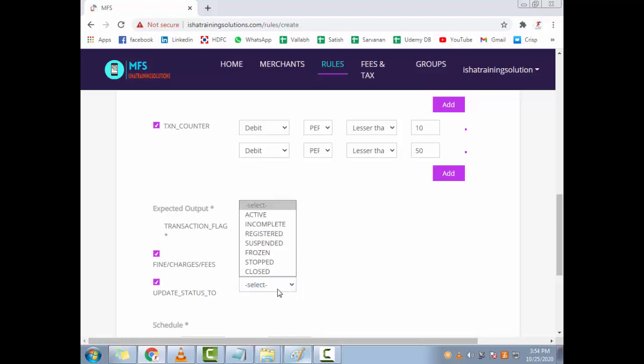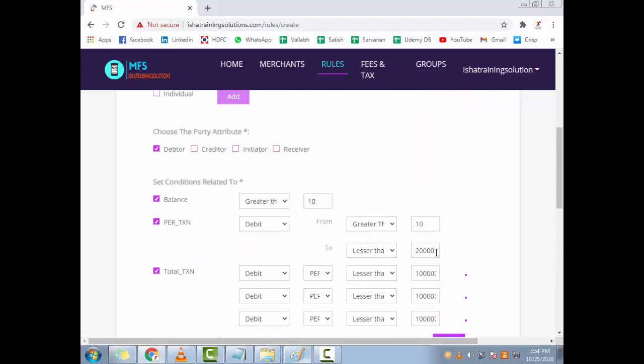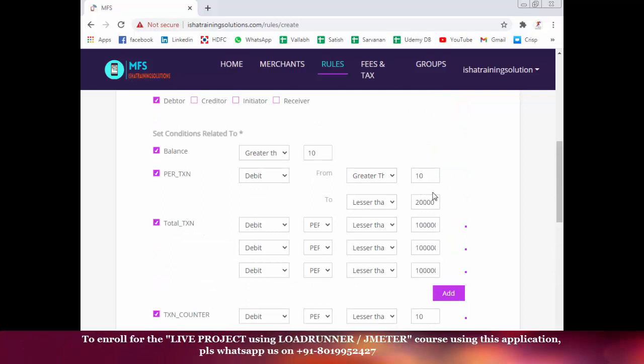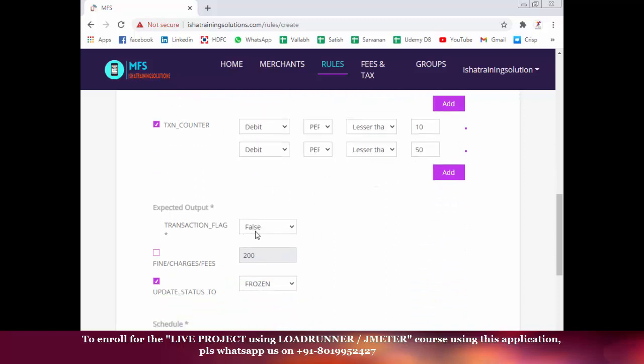And sometimes what happens is you post the flag as false, which means that more than 20,000 is not achieved, but somehow Kumar is trying to send that 25,000 rupees. Then obviously you will not allow it, and moreover you can suspend his account or freeze his account or stop his account or close his account, or do whatever it is. So let's say I wanted to freeze his account. Once he is trying to make more than 25,000 rupees of transaction, you are not allowing it, and moreover you are freezing the account, but that's not appropriate.